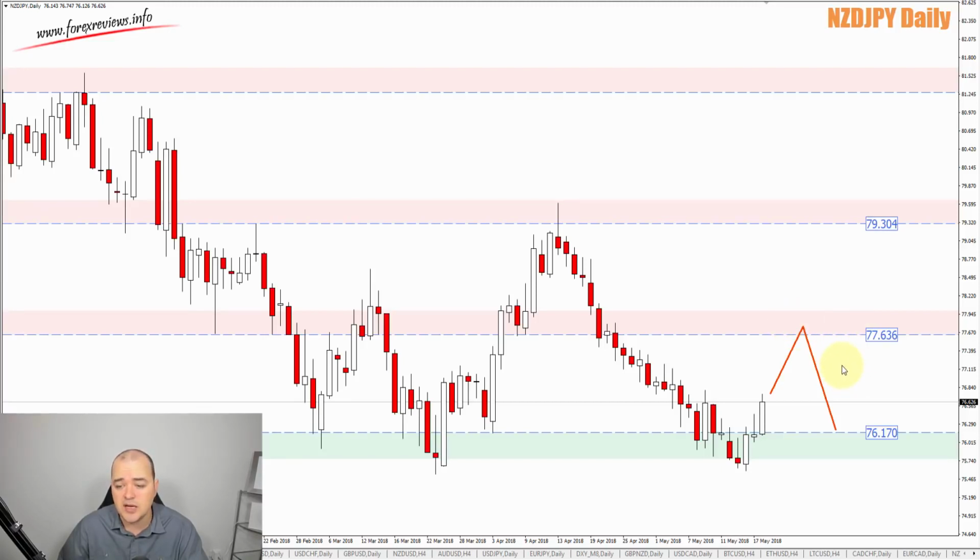However, of course, if the market does pull back and retest the 76.17 zone area, this is still a great area on this market for all those people who are not in a buy position already to look for a potential bullish opportunity, and potentially a move all the way up to the 77.63 zone area to the upside. Okay, well that's that market.